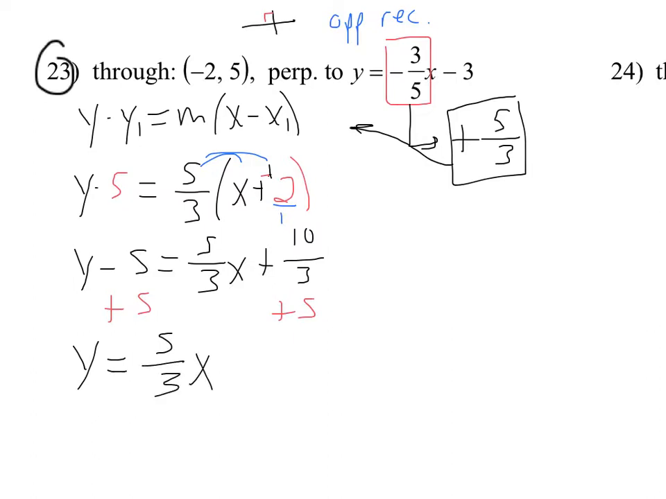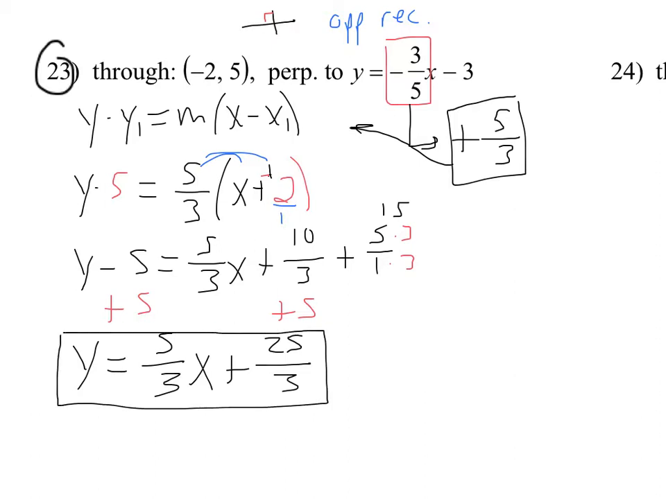10 thirds plus 5. Well, if you get a common denominator, so if I write that up here, the common denominator would be 3, if you want to do it this way, which gives you a 15. 10 plus 15 would give you 25 thirds, or you could write the decimal for that if you'd like. And that is a line perpendicular to the line they gave, and goes through the point given.